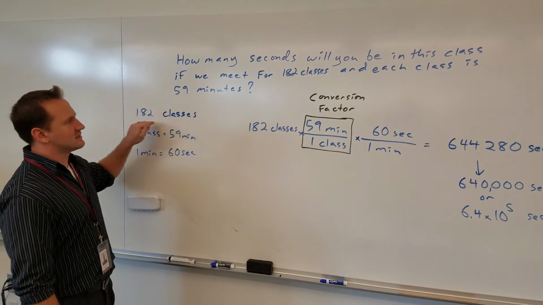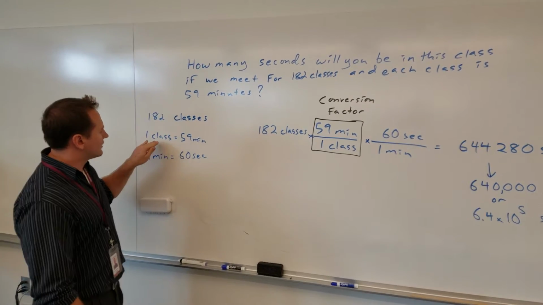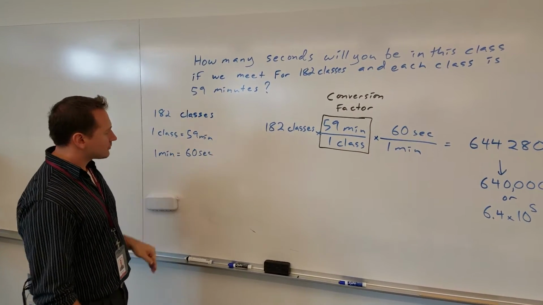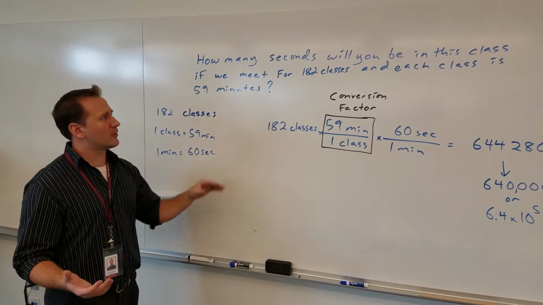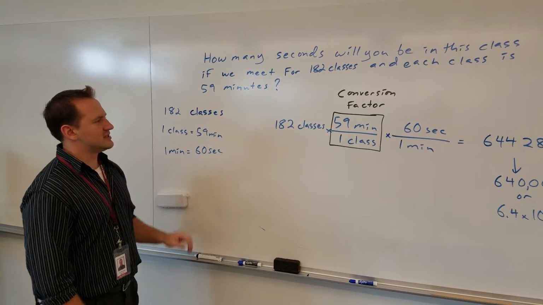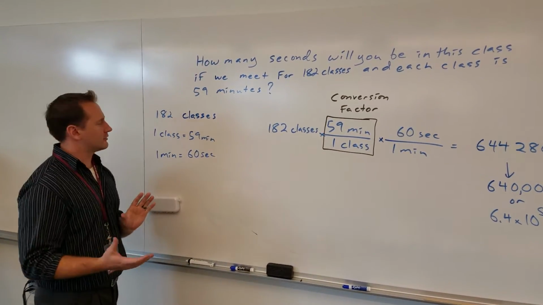The first thing is that there's 182 classes. The next thing is that each class, so that's implying one class, is 59 minutes. And then you couldn't answer the problem with just what was given here, but I think we all know that 1 minute is equal to 60 seconds. So using this information, we should be able to get to our answer.